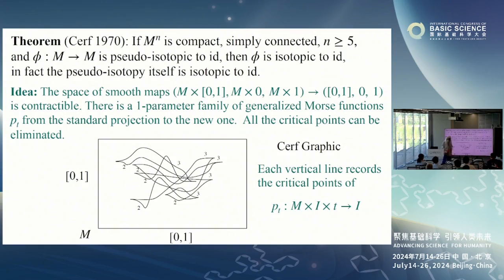So in particular, if you just pick a time t and look at this vertical, then typically you see a Morse function, and those numbers indicate the type of critical points. So this simple graph that records the critical point behavior is called the Cerf graphic. Just to summarize, you have a 1-parameter family of generalized Morse functions.